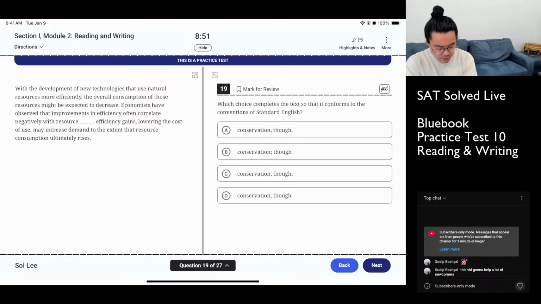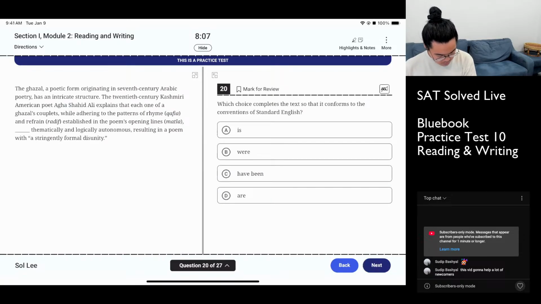Here we go. With the development of new technologies that use resources, consumption might be expected to decrease, but actually, if we increase the improvement, they lower the cost of use and increase the demand. So we have observed that improvements are often correlated negatively with resource conservation, though. However, they observed that they often correlate with conservation. Yep. The though slash however should be on the left side.